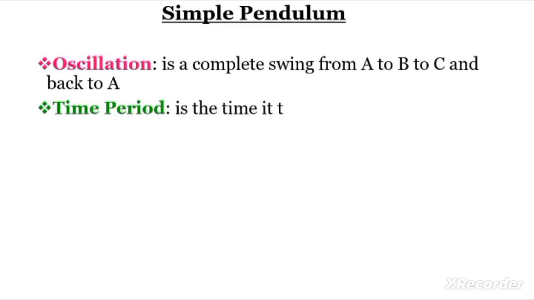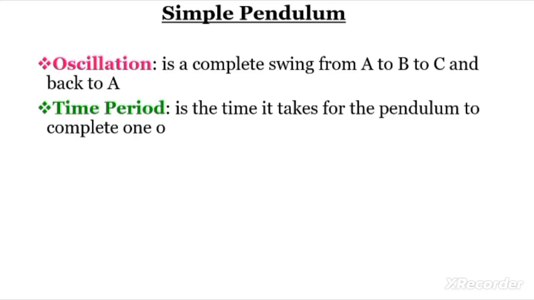Period. So what is period? Period is the time taken for the pendulum to make a complete oscillation or to make a complete swing. Time period is the time taken for a pendulum to make a complete oscillation.